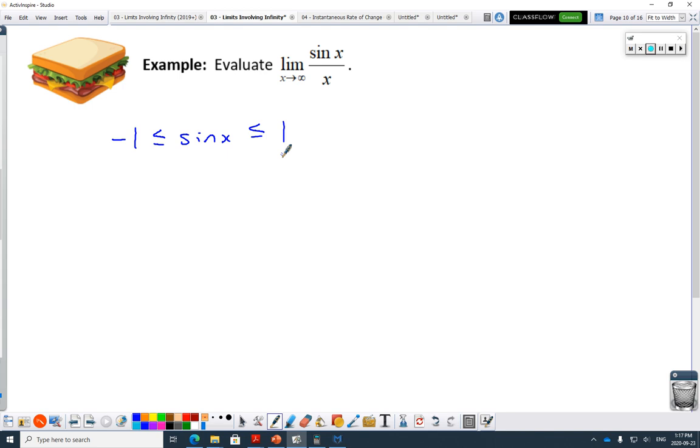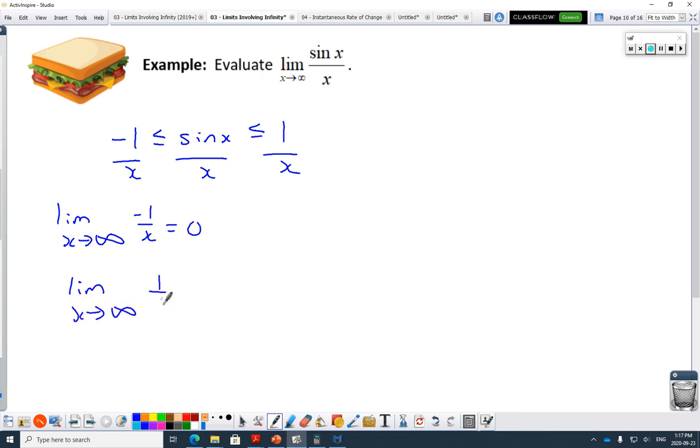Divide everything by x, and the reason I did that now is because I wanted sine x over x. Now find the limits of each piece. Limit as x goes to infinity of negative 1 over x, that's 0. Limit as x goes to infinity of positive 1 over x, that's 0. Therefore, limit as x goes to infinity of sine x over x, not 0, you silly rabbit.